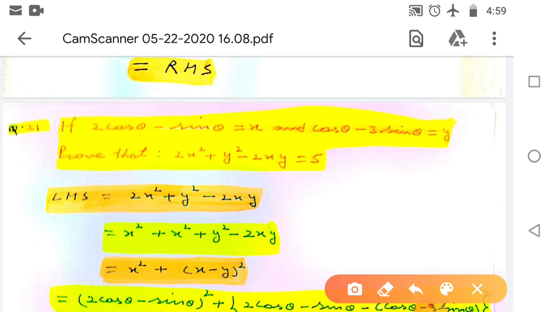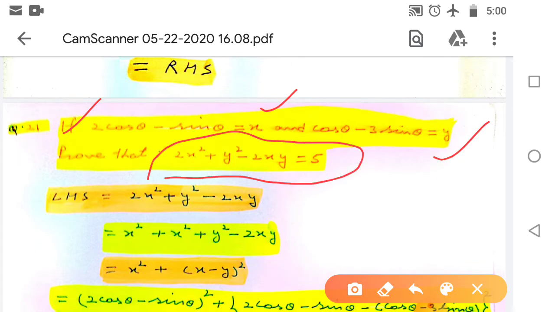Right. Now, question number 21: if 2 cos theta minus sin theta is equal to x, and cos theta minus 3 sin theta is equal to y, prove that 2x square plus y square minus 2xy is equal to 5.